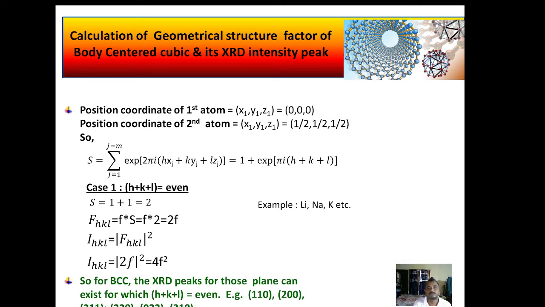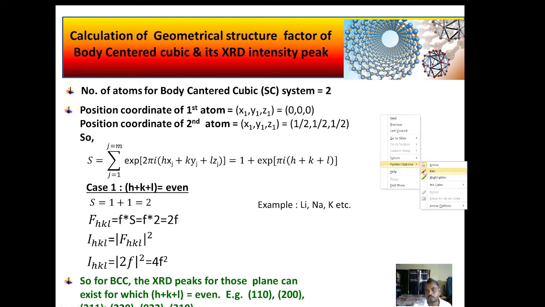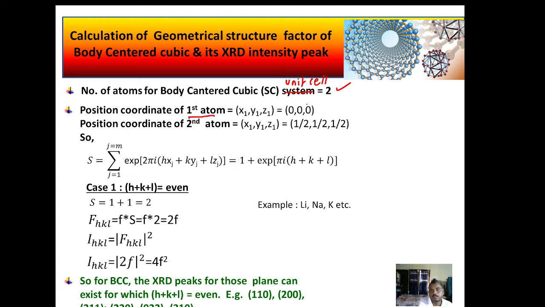Now we will go for the body centered cubic system. You know, in the body centered cubic system there are two atoms. This is quite known to us, so I have mentioned here the number of atoms per unit cell is equal to 2. Now, like previously, we can assume the position of the first atom as origin, that means 0 0 0, where the position of the second atom, x2, y2 and z2, is exactly at the center of the body, so its coordinate is half, half, half. This is the coordinate of the second atom position.